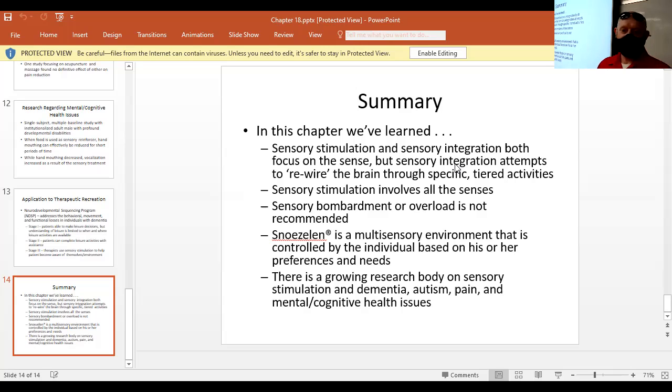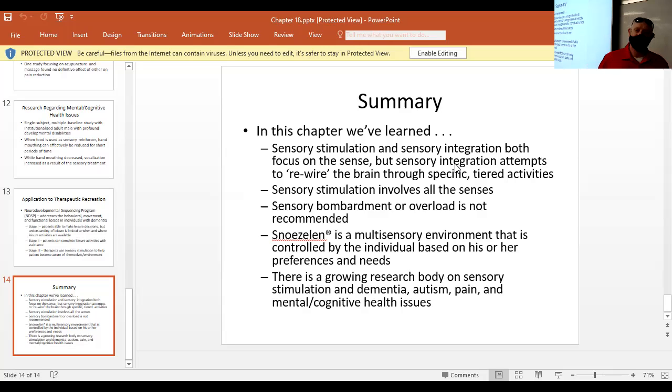Sensory stimulation needs to involve all the senses. This sensory bombardment or overload is not recommended. Like we said, that's just giving them too much. That's going to lead to, instead of positive outcomes, negative outcomes and probably poor behavior that you've kind of brought on yourself by putting them in that situation.